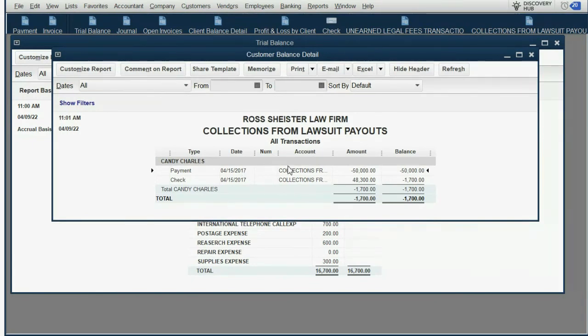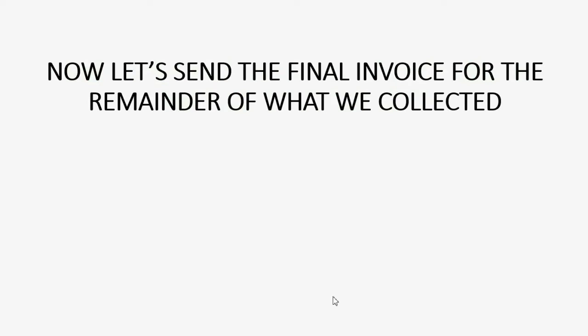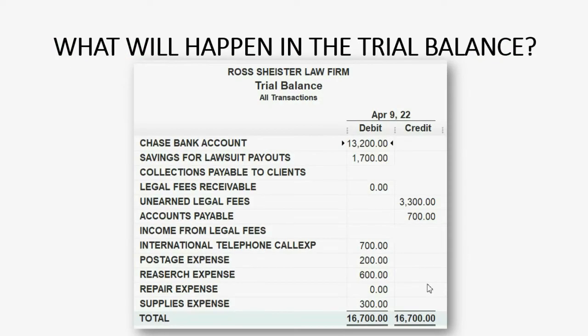This was the date we collected the money for Candy, and this was the date we wrote the check to Candy. And right now, until we record a final invoice for the $1,700 that we earned that we're going to keep, QuickBooks will think that this $1,700 is still owed to Candy. Now let's send the final invoice for the remainder of what we collected.